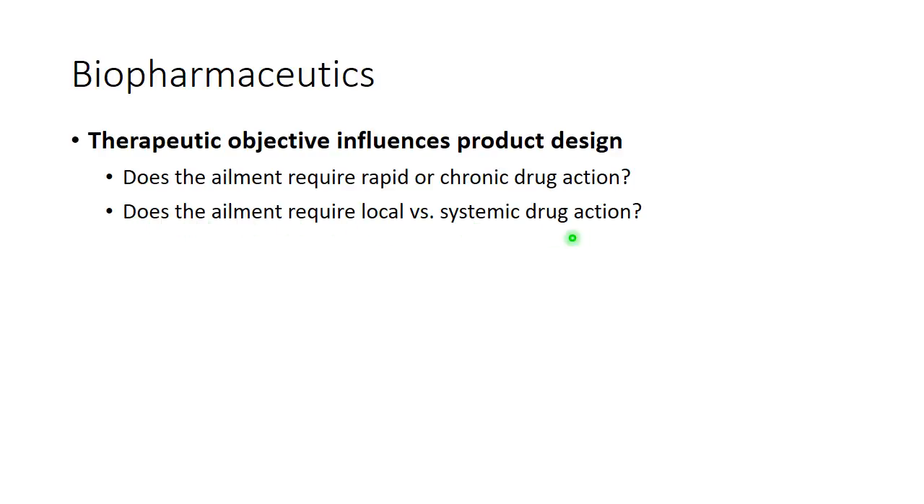Does the ailment require local versus systemic drug action? If we want it to work in the colon, and we're going to call that local because the colon is not inside the bloodstream, for example if you have an ulcer in the colon, how do we ensure that the drug gets to the colon and doesn't get absorbed and go through the whole bloodstream? How do we target it to the colon? There are ways to do that with biopharmaceutics. There are ways to add excipients that prevent disintegration or dissolution until it reaches the colon. So, yeah, all these things are really, really critical.